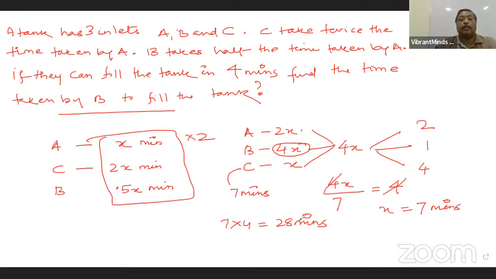Clear? Okay, sorry. B takes half the time. This is your B. I'm sorry, this is your C. I'm extremely sorry. So the answer will be 7 minutes for B, and C, that is 4x, is 28 minutes. So C takes 28 minutes, B takes 7 minutes, and A takes 14 minutes. Sorry, I wrote it in the wrong order, ACB instead of ABC. That was the problem. Okay.